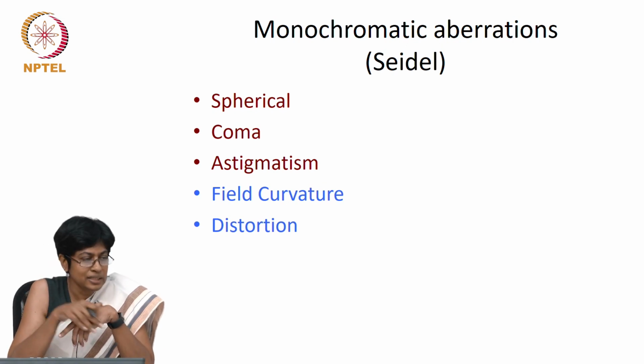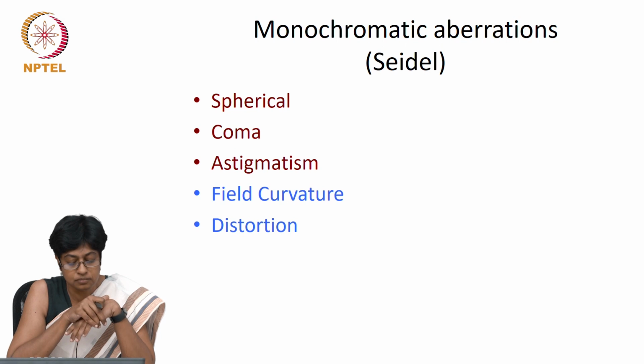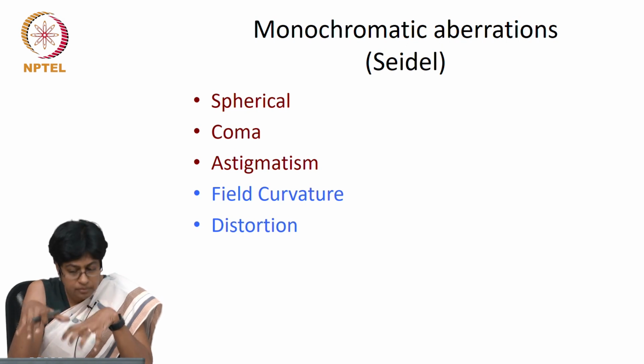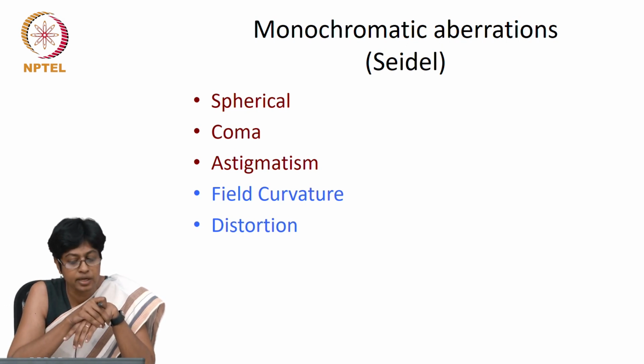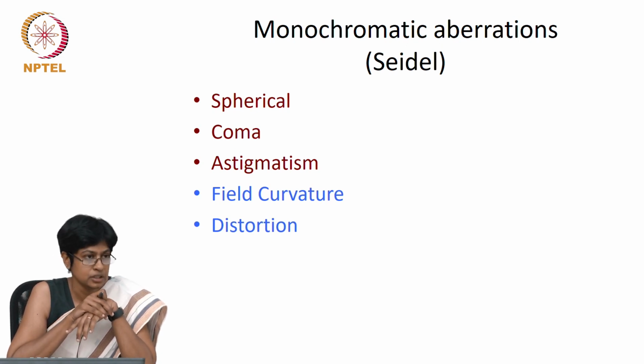They were studied quite extensively and codified by this person Sagittal. So they are also often called the Sagittal aberrations. And there are 5 aberrations: spherical, coma, astigmatism, and then field curvature and distortion.